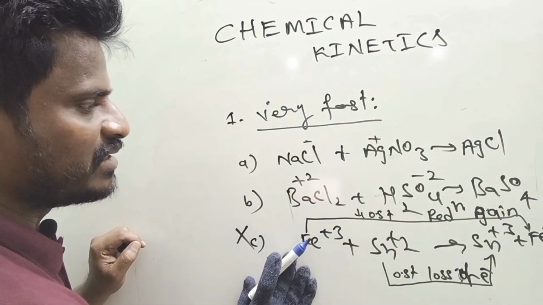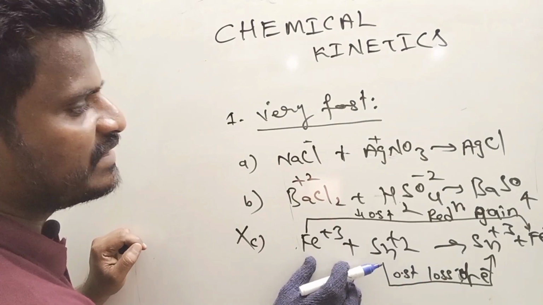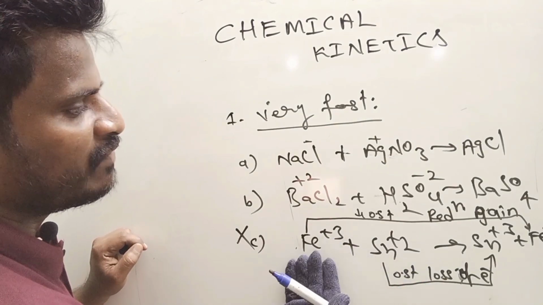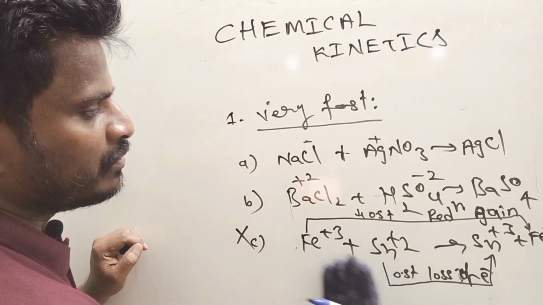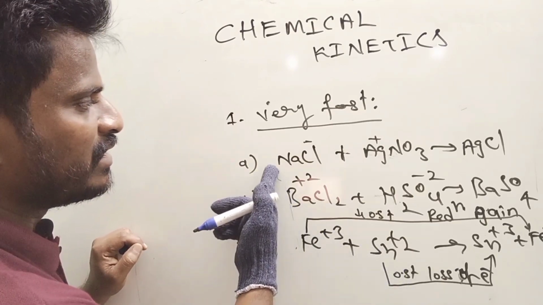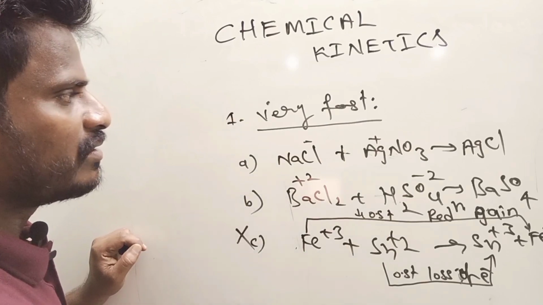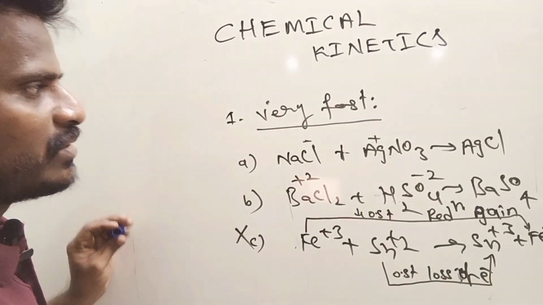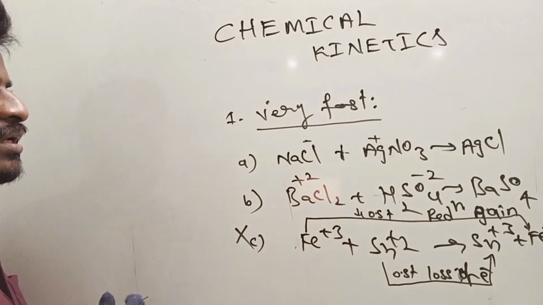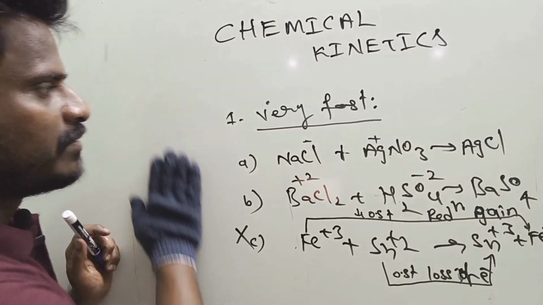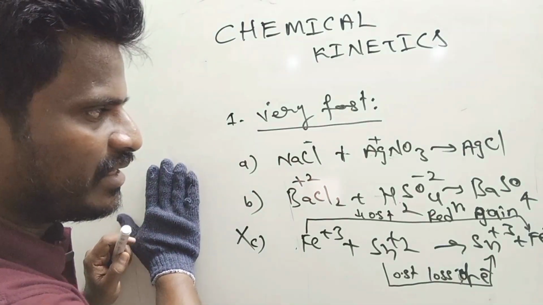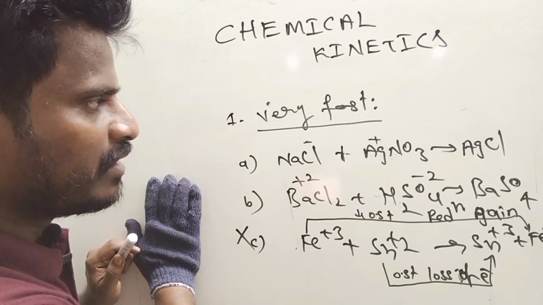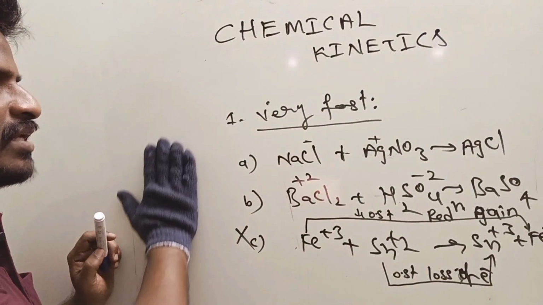All ionic reactions without electron transfer are very fast. In the previous reaction, electrons are transferred from the oxidized to the reduced species, whereas in these compounds there is no electron transfer, just mutual exchange of ions takes place. So all ionic reactions without electron transfer come under very fast reactions.